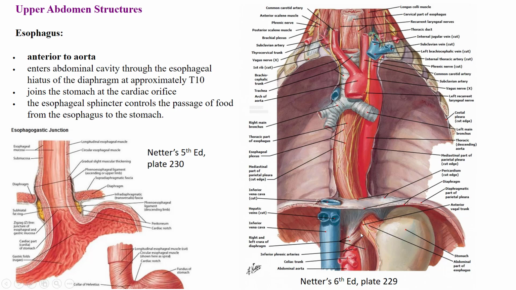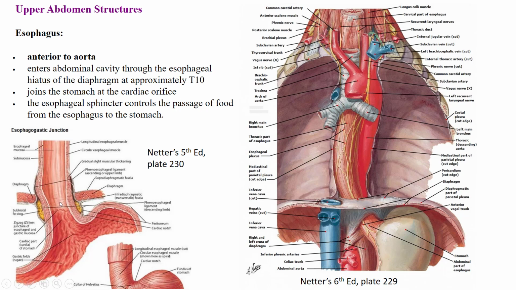And you can see the diaphragm is here, and that is the border of the abdominal cavity, and the crura of the diaphragm is here on either side of the aorta, and that's what we see in the axial slices in the CT scan. And the esophagus joins with the stomach at the cardiac orifice, and we'll look at that a little bit more carefully when we look at the next slide.